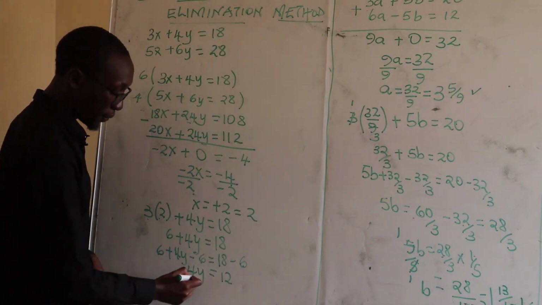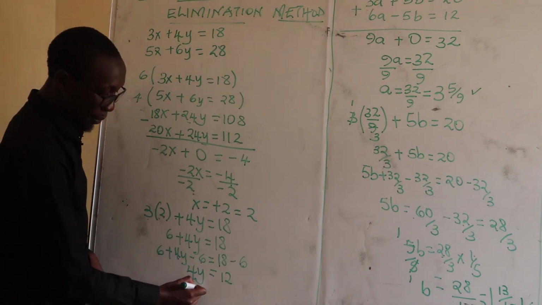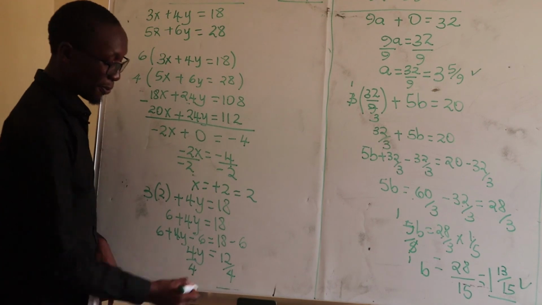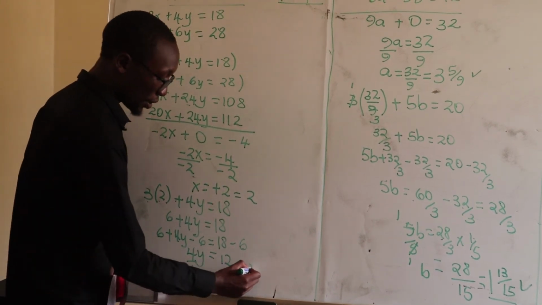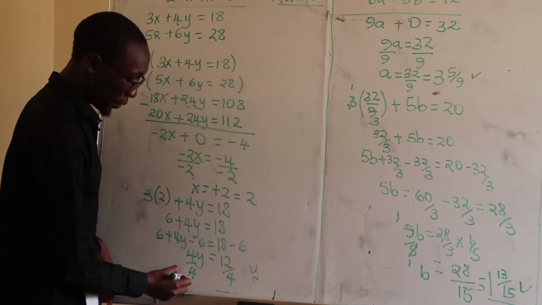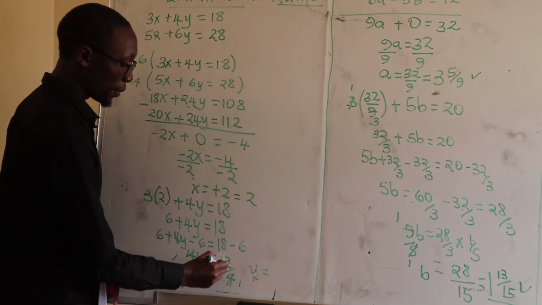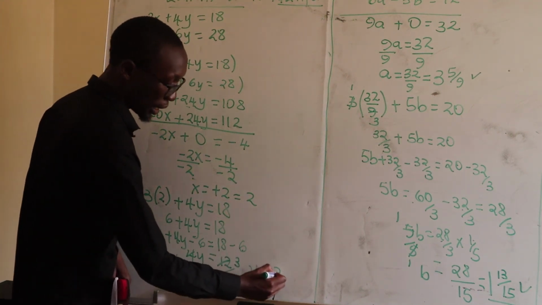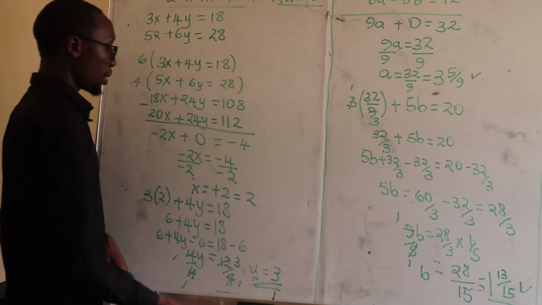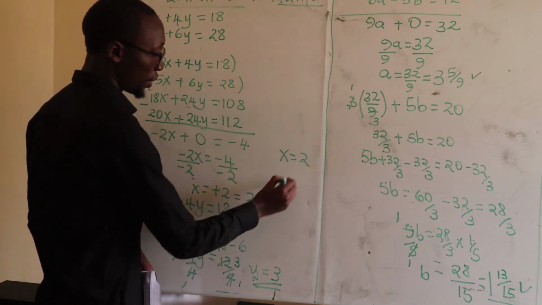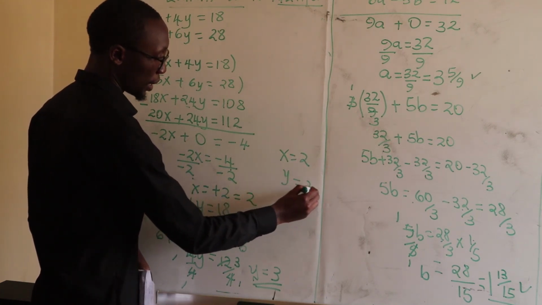So to get the value of y, you divide by the coefficient of y, which is 4, and you also divide by the coefficient of y, which is 4, and you shall see that 4 into 4 is 1, 4 into 12 is 3, so y shall be equals to 3. So we get the desired results. X is equals to 2, and y is equals to 3.